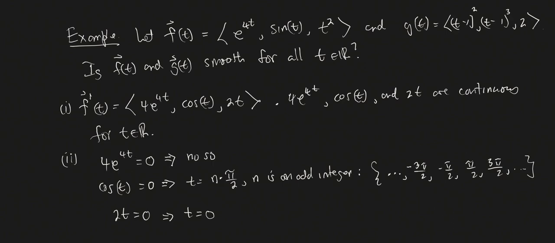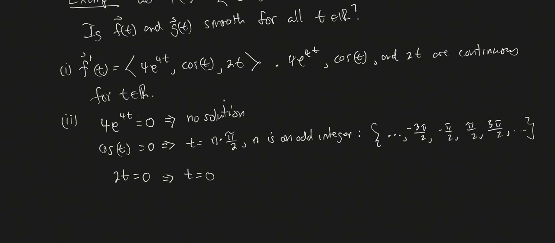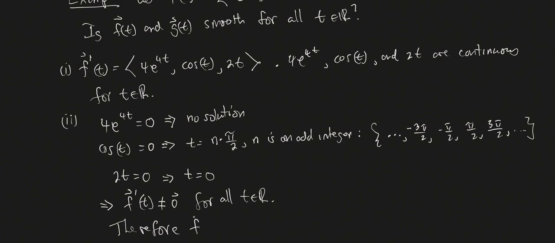So this has no solution, real or otherwise, right? So there's no way the first component could be equal to 0. Hence, this vector function is smooth for all values of t, right? So what all of this implies is that my derivative function is never equal to the 0 vector for all real values of t. So the conclusion is, therefore, my vector function, the original function, is smooth, right?